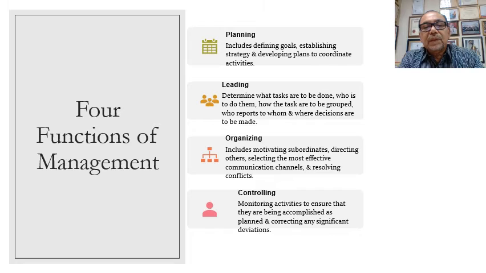Okay, so in the function of the manager, you have these four basic things. Almost every exam question will ask this. You take note of this topic. There is planning, leading, organizing, controlling. PLOC. Keep it in your mind. There's always one question in the exam about these four functions of management. What is planning? It includes defining the goal, establishing strategy, developing plans to coordinate the activity.